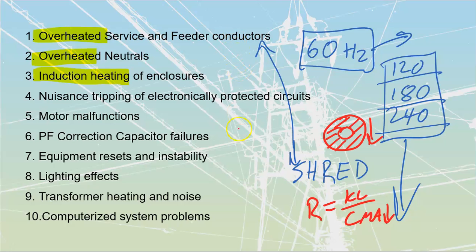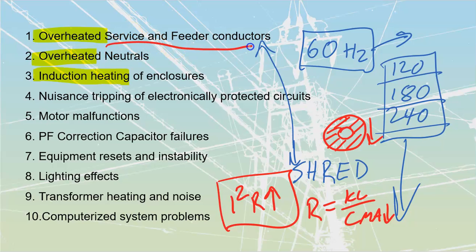Which means that my I squared R, the current that I'm passing through there, if my R is going up, the amount of watts that I'm going to have dissipated across my conductors is also going to go up. We're going to see that inside of my services and my feeders, that we're most commonly going to see all of that overheating. You have warm conductors, and if you stick a clamp-on ammeter around there, and the clamp-on ammeter reads a value of current that seems normal, but those conductors seem way too hot, it's usually going to be a result of harmonics on the system.